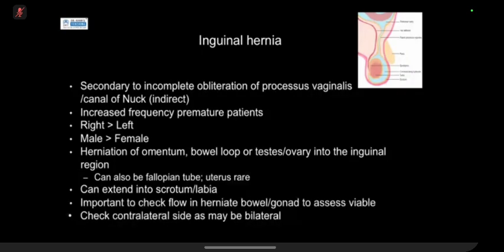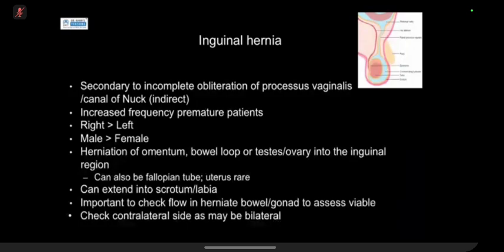You can get herniation of omentum, so you can just see echogenic fat within the inguinal hernia. We can see bowel loops, as we did in our case, or we can see testes or ovaries in the inguinal region, especially in neonates. You can also get herniation of the fallopian tube, and rarely, which I've never seen before, the uterus. It's important to see the full extent of the hernia because it can extend into the scrotum or labia. So if you have a child presenting with scrotal or labial swelling, consider whether it could be a hernia, and ultrasound.